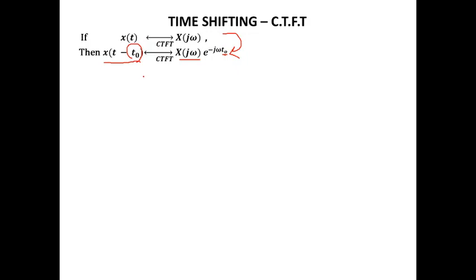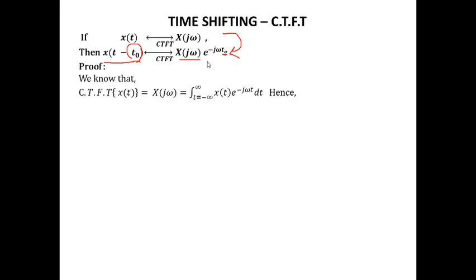So a time shift of t naught in time domain gives rise to multiplication of its Fourier transform by e power minus j omega t naught. The proof of this is simple. You have to use only two equations. One is your analysis equation, that is the equation for continuous time Fourier transform. In some cases you will not be able to use CTFT; there you will be using the synthesis equation, that is inverse Fourier transform. For this time shifting property, we can very well prove it with the analysis equation itself.